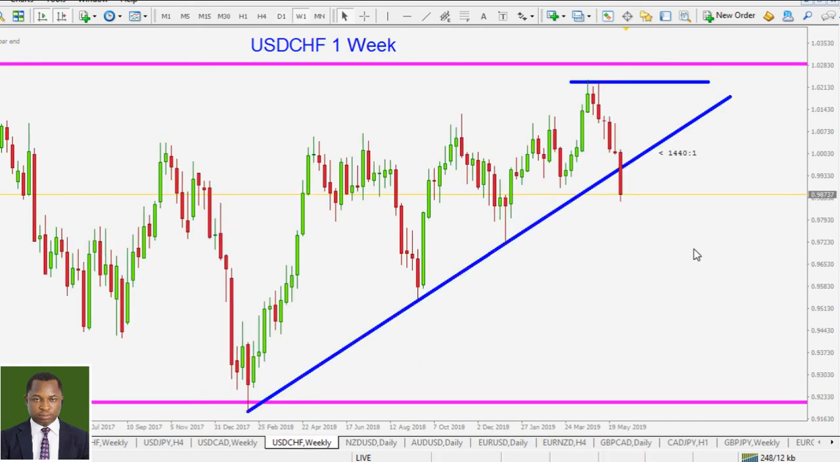All right, the American dollar against the Swiss franc in the weekly time frame, quite an interesting pair.